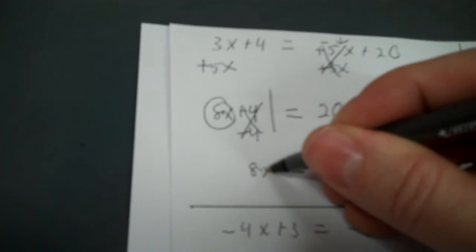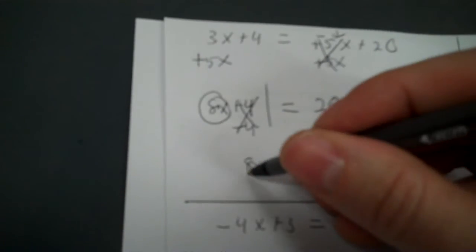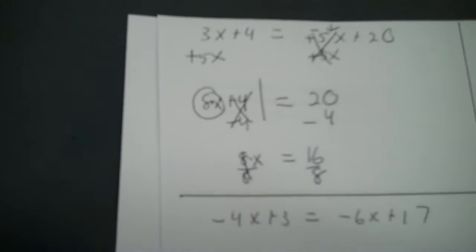So you got 8 dot x. And over here, that's 16. Then it's dividing by 8. 16 divided by 8 is 2.